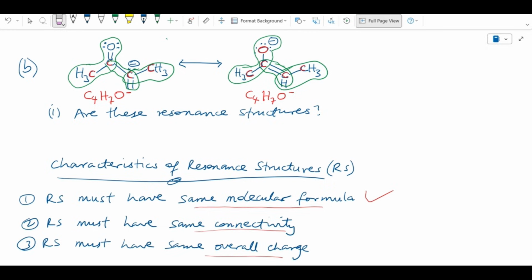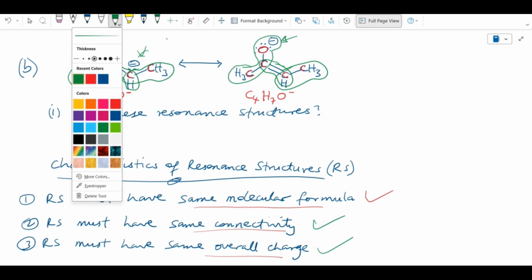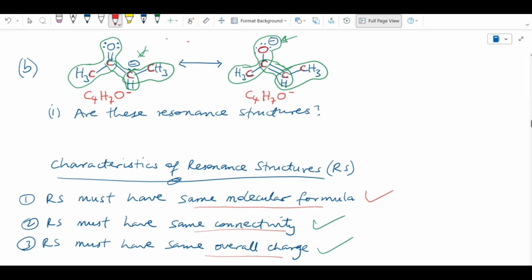Next is charge. Do they have the same overall charge? On the left-hand side, we have a negative charge. On the right-hand side, we also have a negative charge. So we're going to check all of these boxes. Since all of these boxes are checked, we can say that, yes, these two structures are resonance structures.